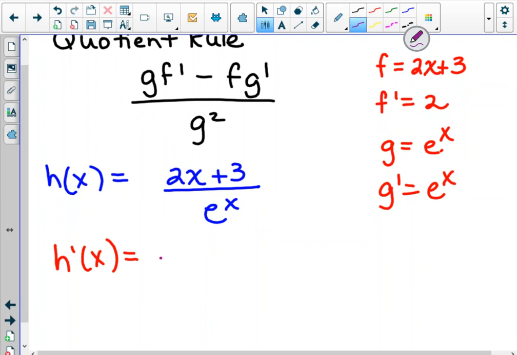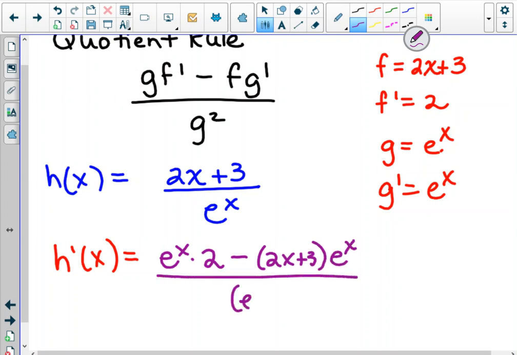All right, so here we go. e to the x times 2 minus 2x plus 3 times e to the x, all divided by e to the x quantity squared.